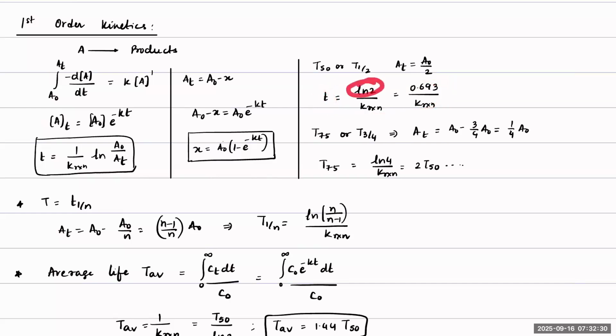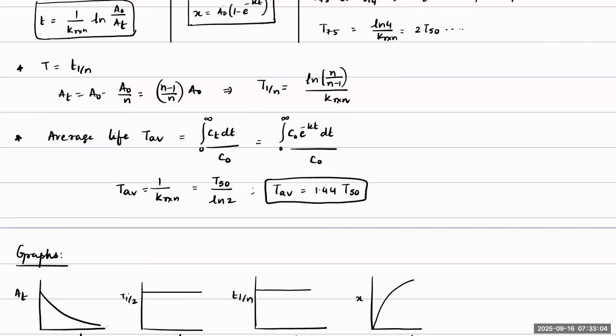Time T50 is equal to ln2 by K of the reaction, and ln2 is 0.693 by K of the reaction here. So time 3 by 4th will be equal to At is equal to A naught minus 3 by 4th of A naught, which is 1 by 4 A naught. So 75% of the reaction is done. That would be equal to 2 times of T50. Is this clear, beta? How we got that?